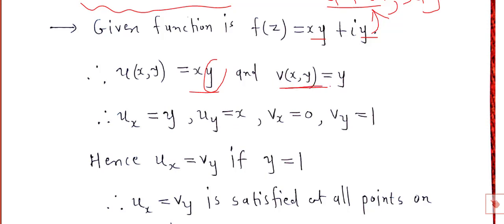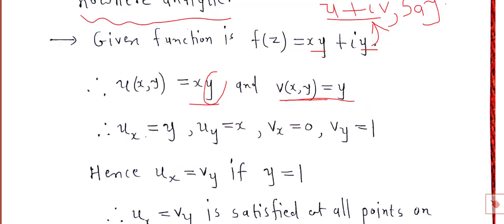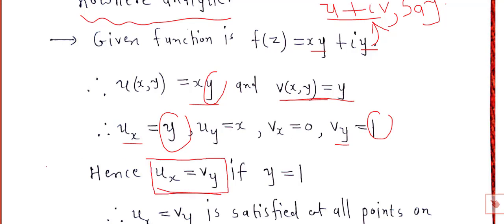Similarly, del v by del x is 0 because there is no x term here, and del v by del y is 1. Now we decide at which points u x and v y are equal. So u x equal to v y if y equal to 1. That means this equation is satisfied at all those points whose y component is 1.